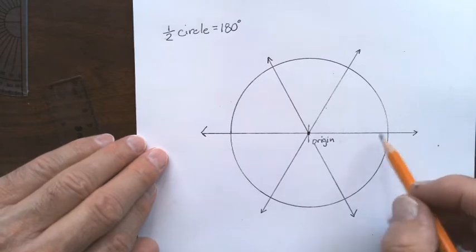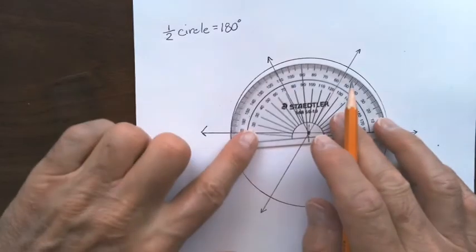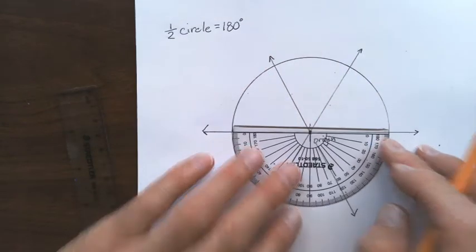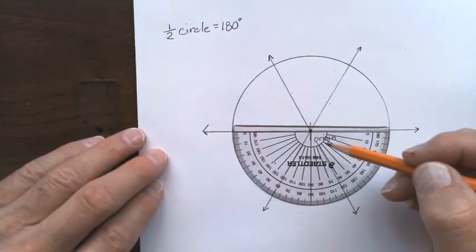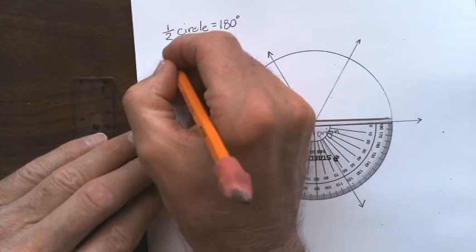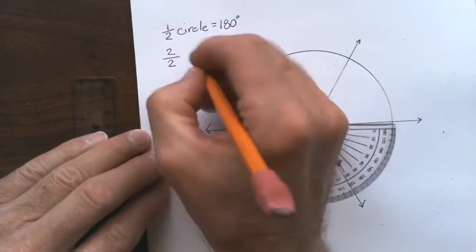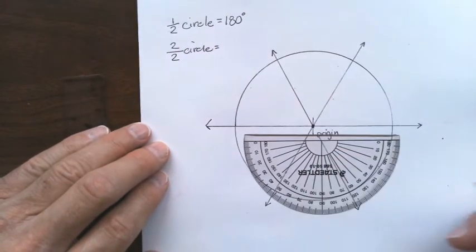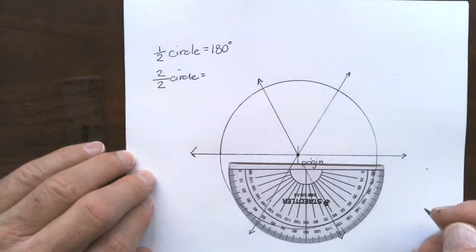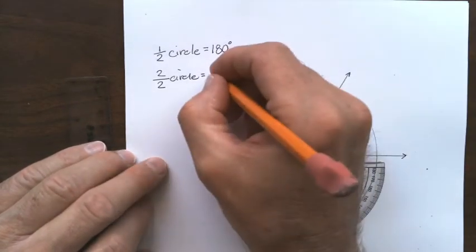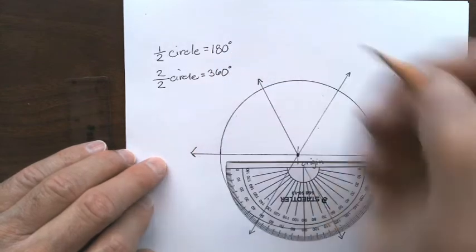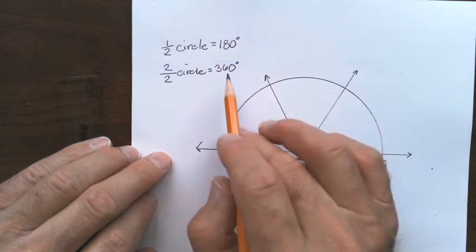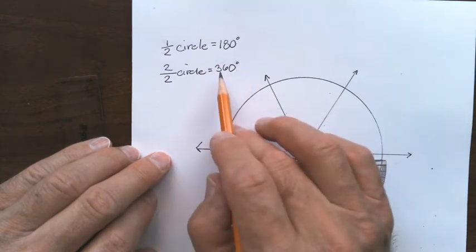Now let's say we have this 180 degrees here, and then we have 180 degrees here. What would 2 halves, or a whole fraction of a circle, equal? Let you think about that for a moment. If you said 360 degrees, if you did the math, this is half a circle, so if we had 2 of those, we'd have a whole circle. That would be 360 degrees.